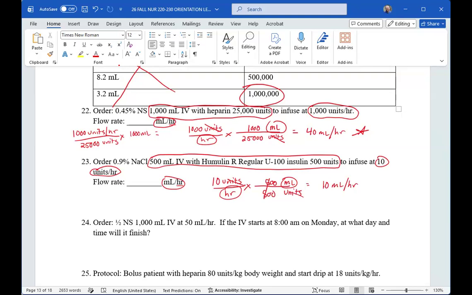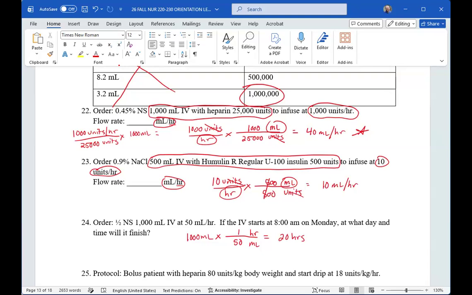And so all you're going to do is take your 1,000 milliliters and then, again, I'm just going to do it dimensional analysis wise. I don't want to know the milliliters. I actually want to know the time. So it's 50 milliliters per hour. That ends up being 20 hours that it's infusing for.